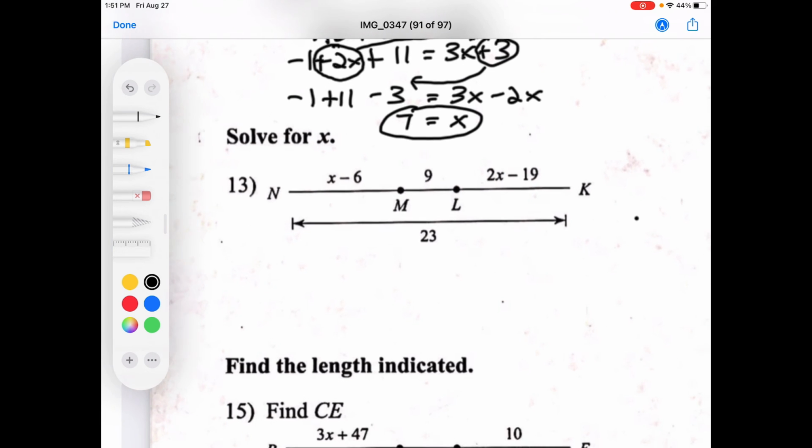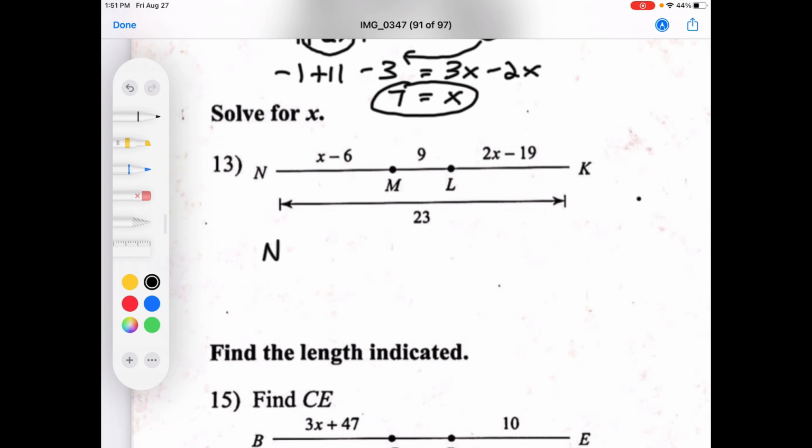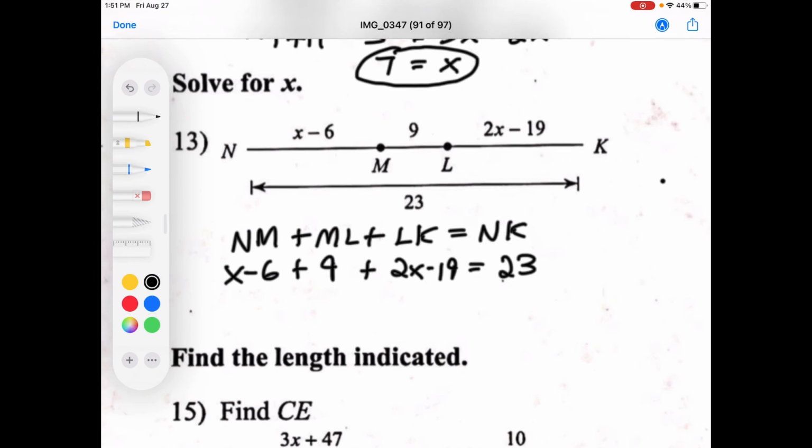Now let's write the postulate for 13. It would be NM plus ML plus LK equals NK. NM equals x minus 6. Bring down your plus sign. ML is 9. Plus LK is 2x minus 19. Bring down your equal sign. NK is 23.